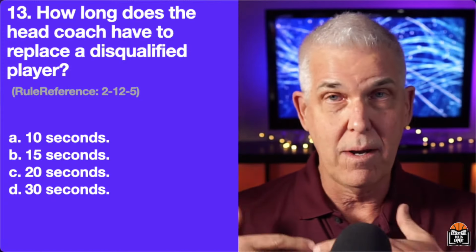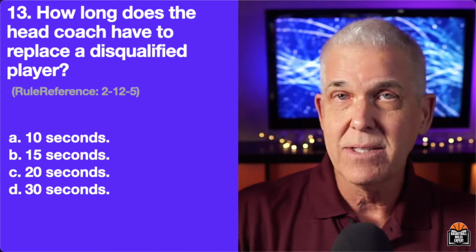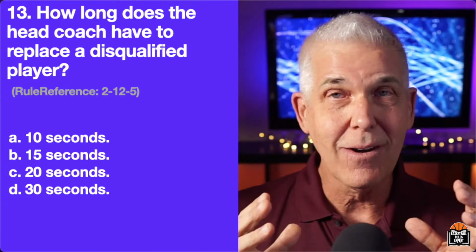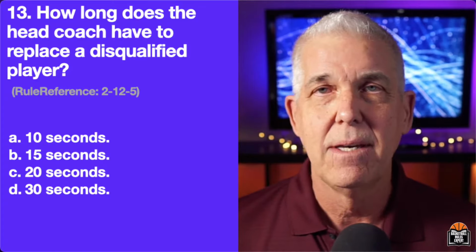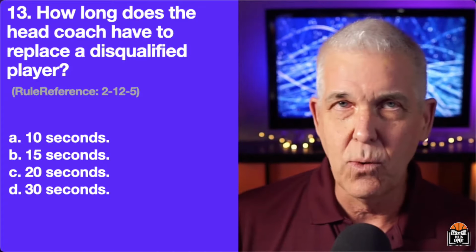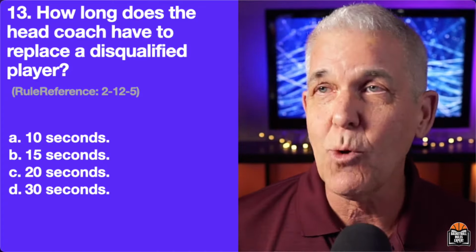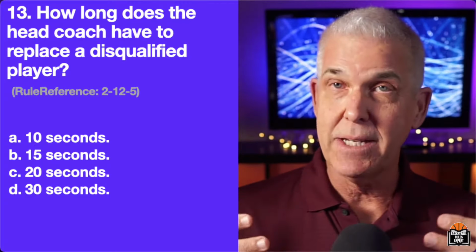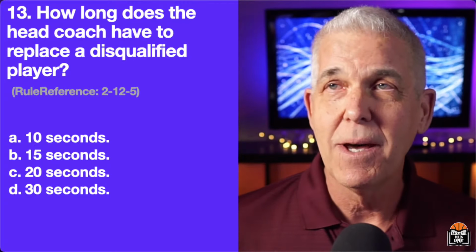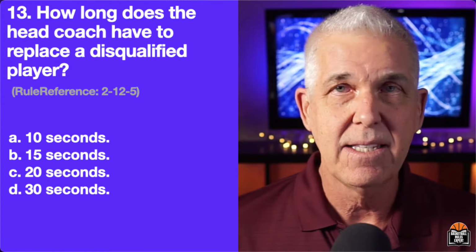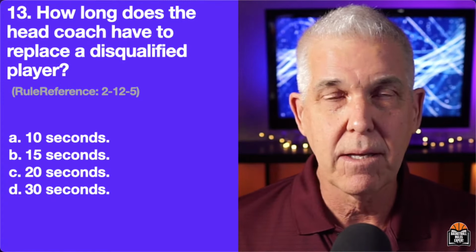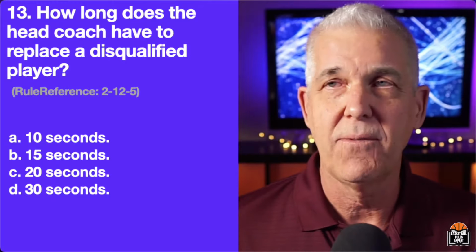And of course, we want our timer to give us a horn at the start of that interval, and then should 15 seconds elapse, a second horn. And we're going to work our way through the management of the situation, but by rule, the answer is B, 15 seconds to replace a disqualified player.